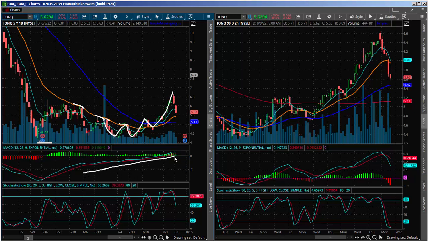MACD trending up this entire time. You get a buy there, buy there, buy there. Again, MACD is the trend. Stochastic is a timing mechanism within the trend.